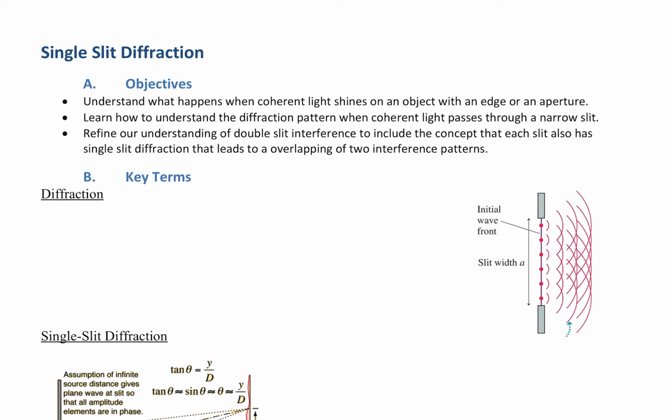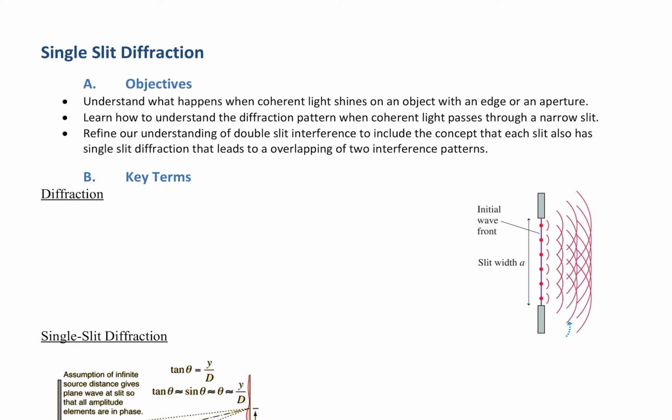Finally, we want to refine our understanding of double slit interference, yet another reason to watch the video on double slit interference, to include the concept that each slit also has single slit diffraction that leads to an overlapping of two interference patterns. That's kind of the final idea in this lecture, is how do we take what we learn here about single slit interference and acknowledge that both of the slits in double slit are, after all, single slits, so they must also be undergoing single slit interference, which we ignored in lecture 17. Reasonably, we ignored it, but now we can't anymore. We need to acknowledge its effects.